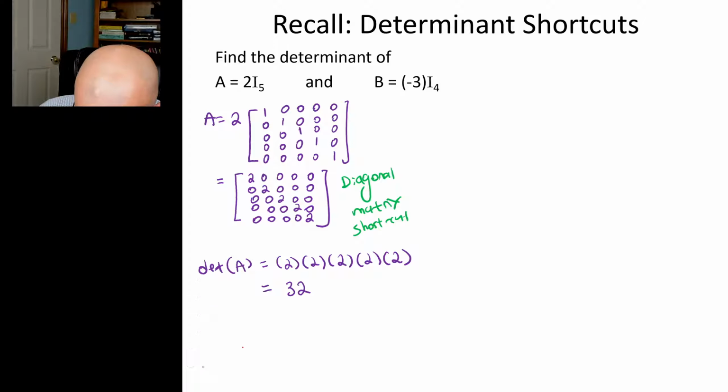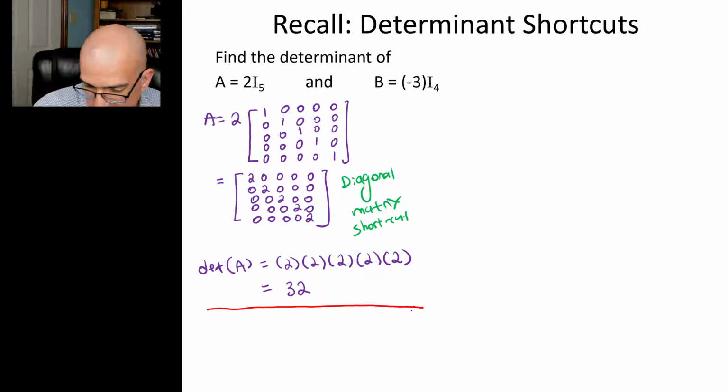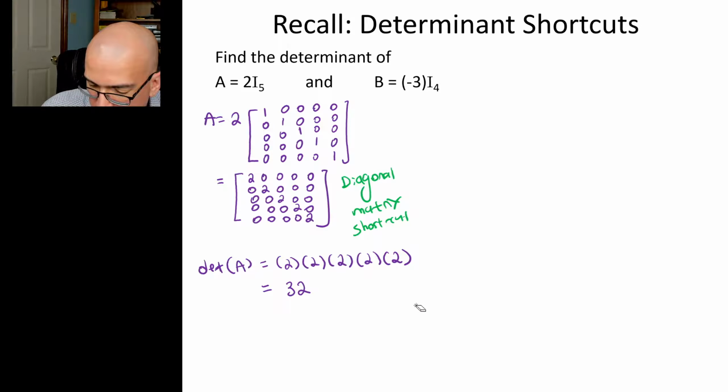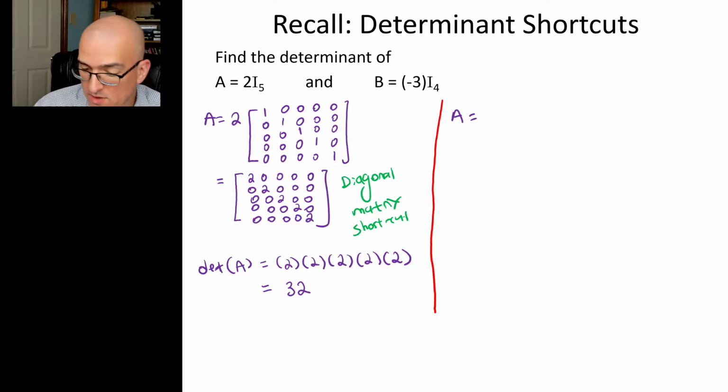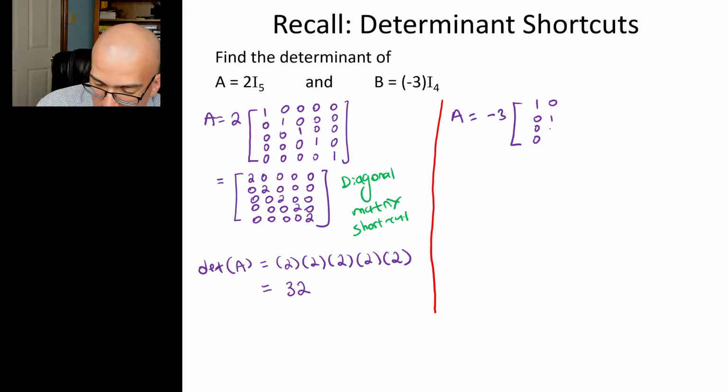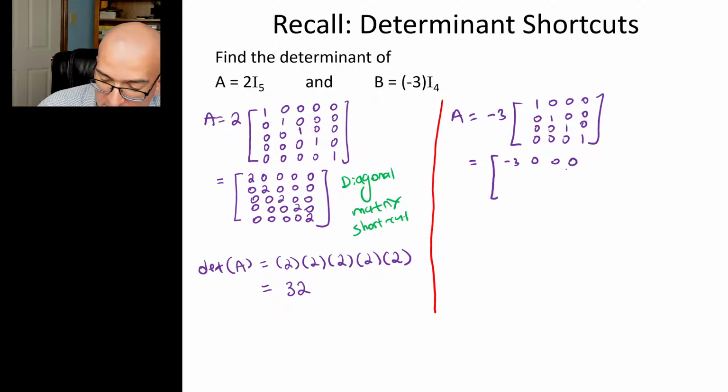And then here's the shortcut. Actually the shortcut is one part of the lesson today. Let's see if after the next example you can infer what the shortcut is. So for the next matrix we have negative 3 times I4. So negative 3 times a 4 by 4 identity matrix. Okay, and when we multiply a matrix by a scalar, the scalar multiplies each entry. The 0 stays 0, and the main diagonal will become negative 3.